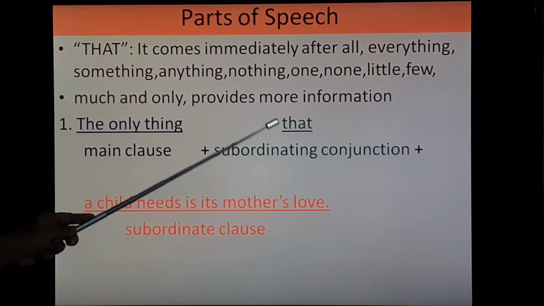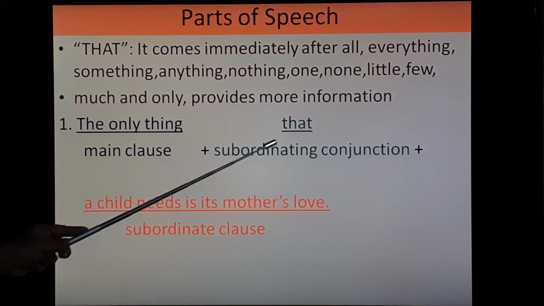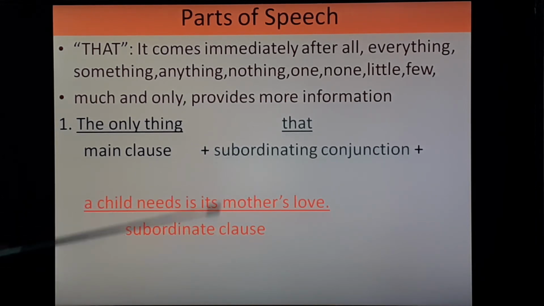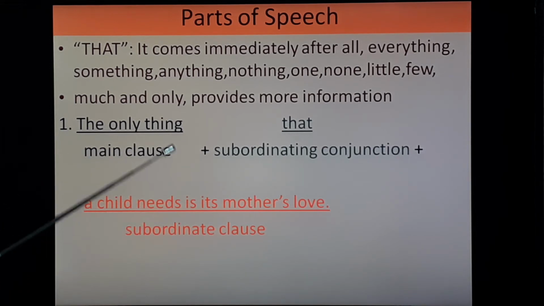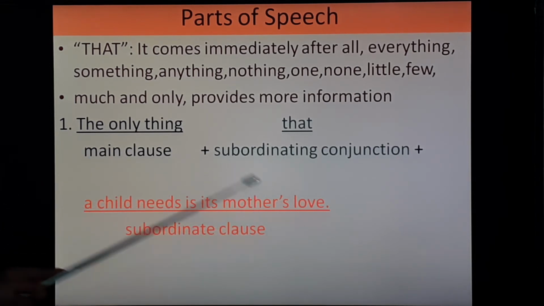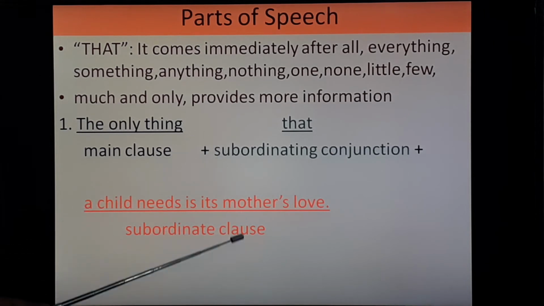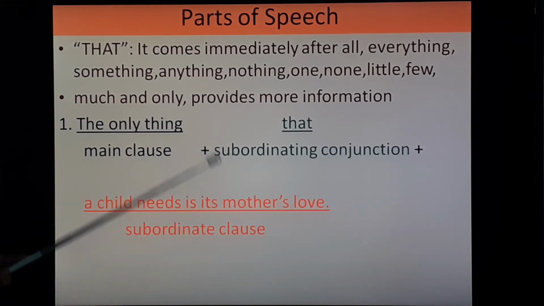So "that" is used to add more information. More information is given after using "that." So "the only thing" is the main clause. "That" is the subordinating conjunction, and "a child needs is its mother's love" is the subordinate clause, or you can say dependent clause.